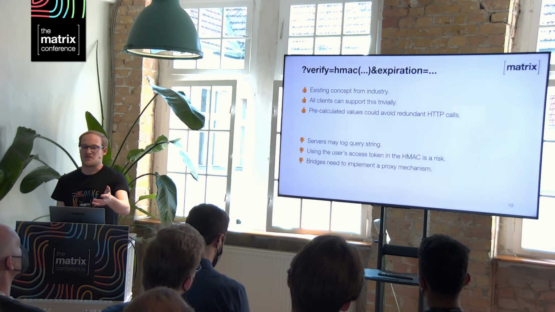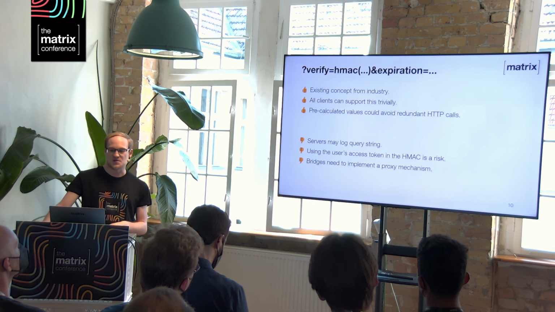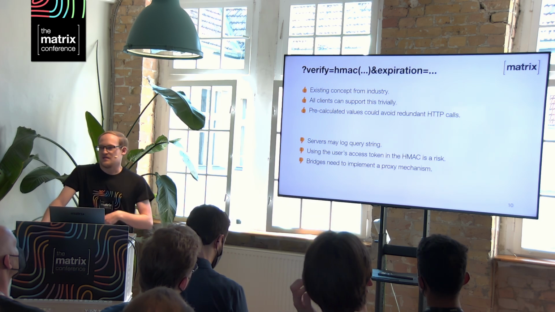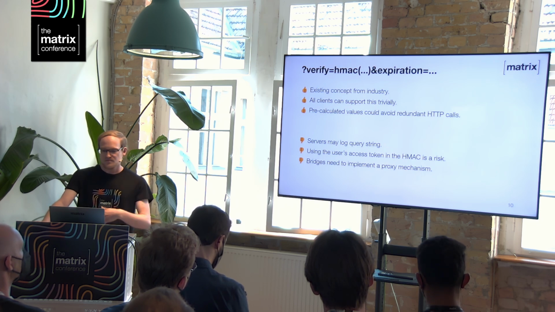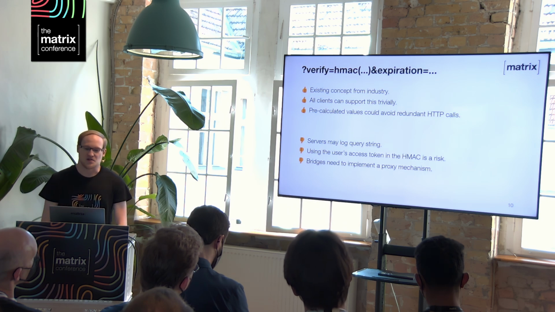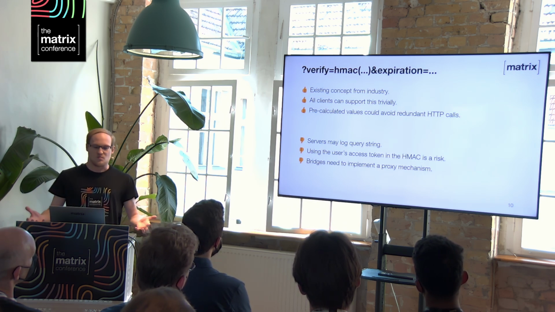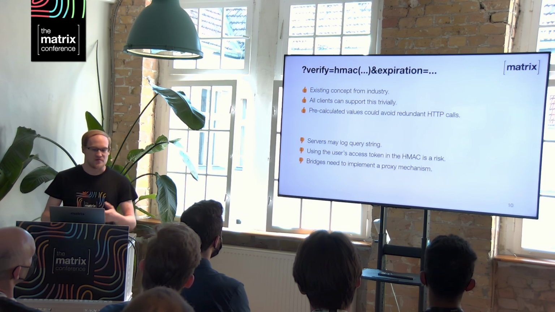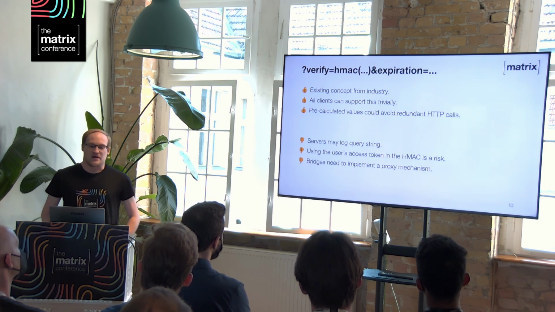And so then we also can explore a combination of a lot of these different options. So you can HMAC some things, let's say the access token, the URL, other details, and include a little bit of an expiration as well. So it is an existing concept from industry. A lot of these are. Pretty much all clients can support this trivially. You can pre-calculate it to avoid the redundant HTTP calls.